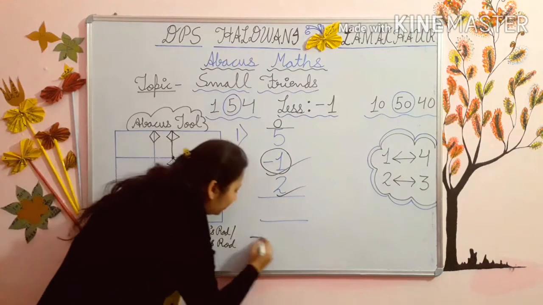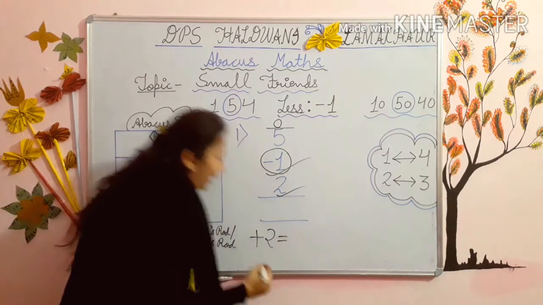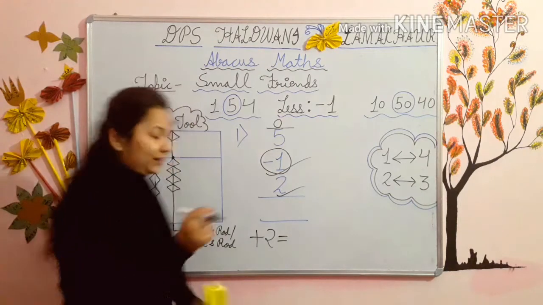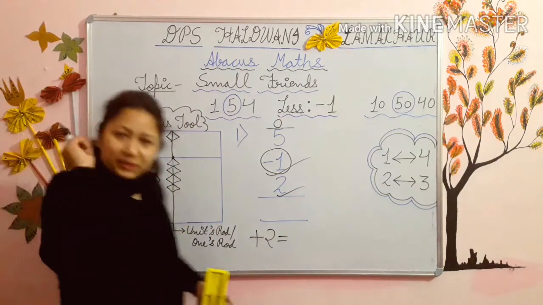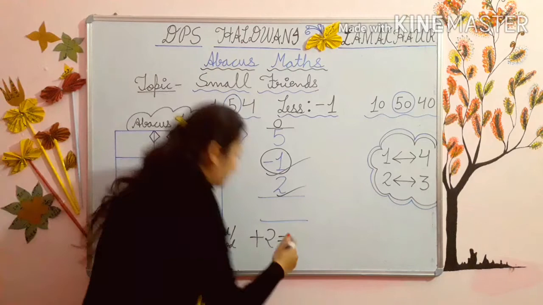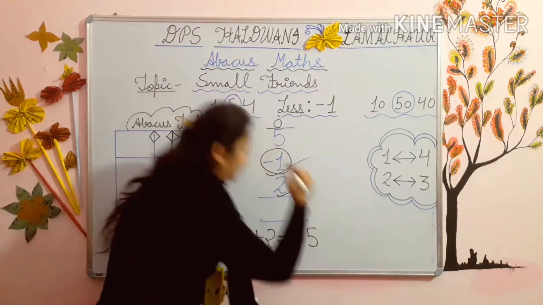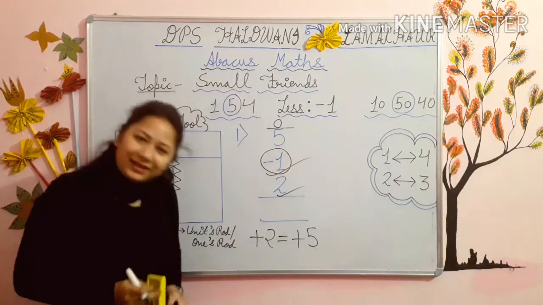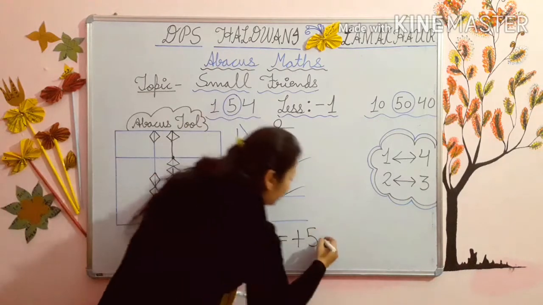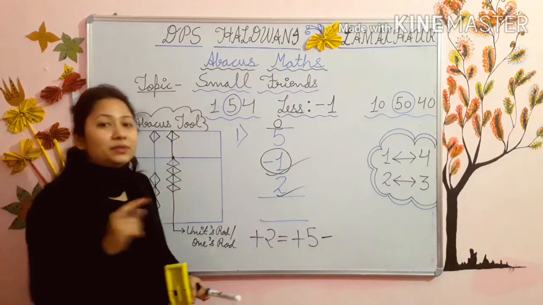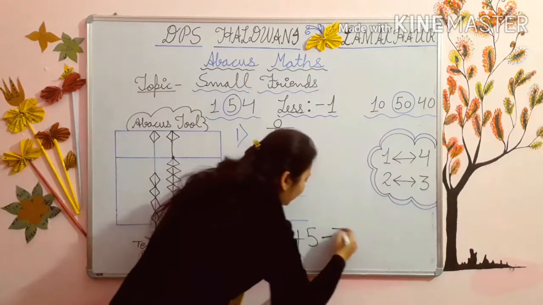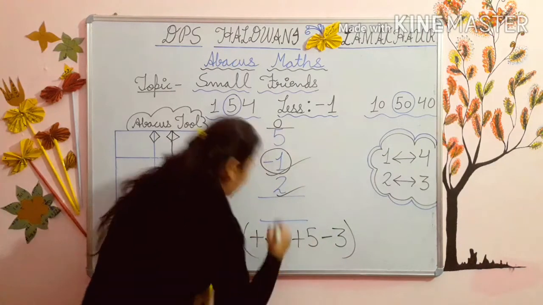How you will add 2? For adding any number when the bead is not there, the first number which you will add is 5. Yes, and what you have to do? You have to subtract the friend. Now who is the friend of 2? 3. So you have to do this.